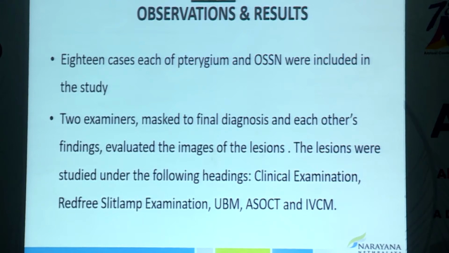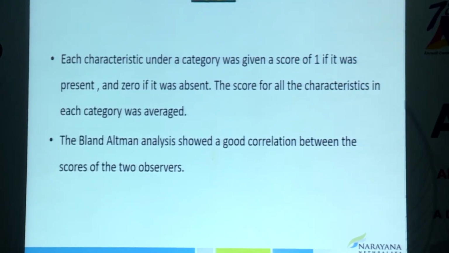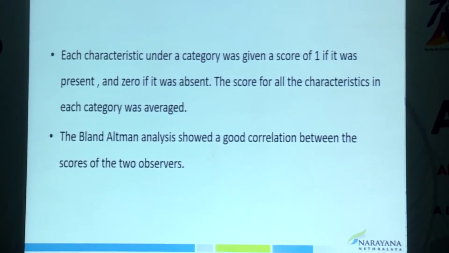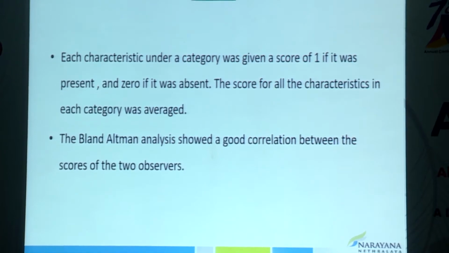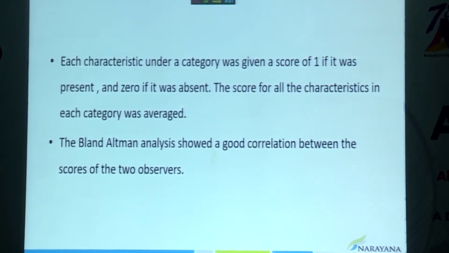We took 18 cases each of pterygium and OSSN. 2 examiners masked to the final diagnosis, and each other's findings, evaluated the images of the lesions. The lesions were studied under the following headings: clinical examination, red-free slit lamp examination, ultrasound biomicroscopy, anterior segment optical coherence tomography, and in vivo confocal microscopy. Each characteristic under a category was given a score of 1 if it was present and 0 if it was absent. The score for all the characteristics in each category was averaged. The Bland-Altman analysis was done, which showed a good correlation between the scores of the 2 observers.